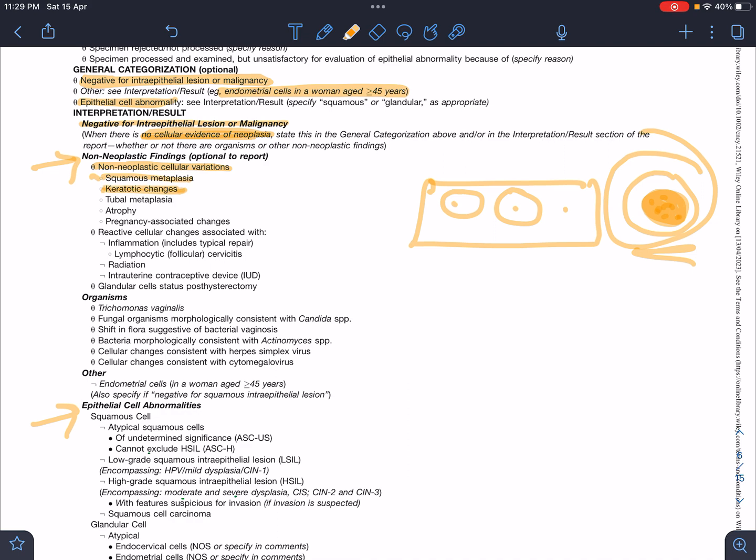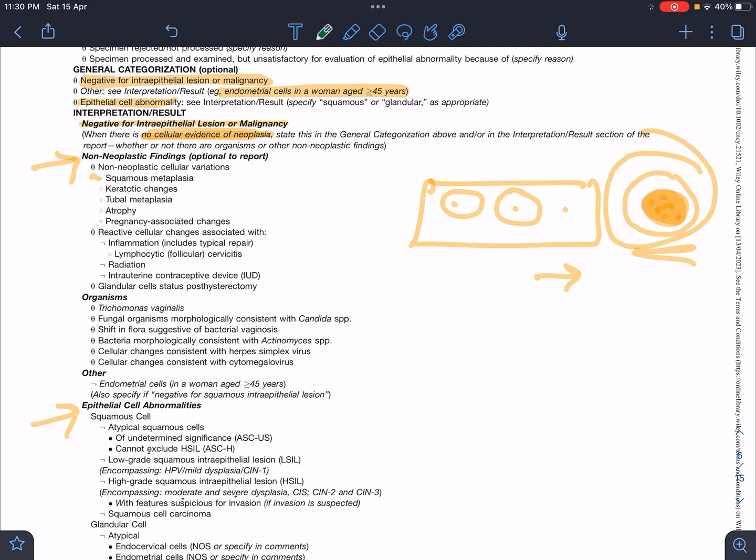Keratotic means technically hardening. The cells are stiff. Actually, I'm not sure of the exact definition. I'll find out and let you guys know in the description. Tubal metaplasia, atrophic changes. At 45 or 50 years you can get atrophic changes, and pregnancy associated changes. Okay, so these are the things.